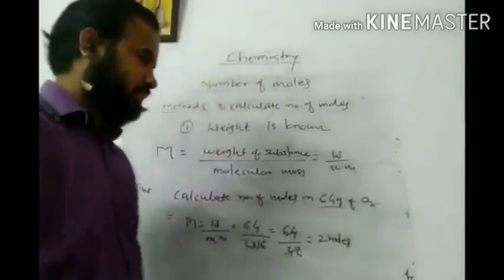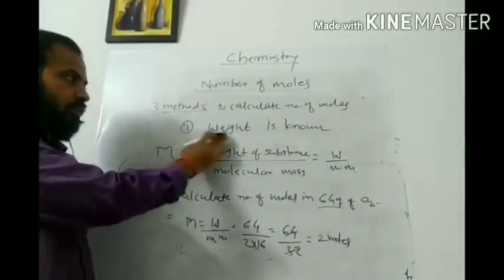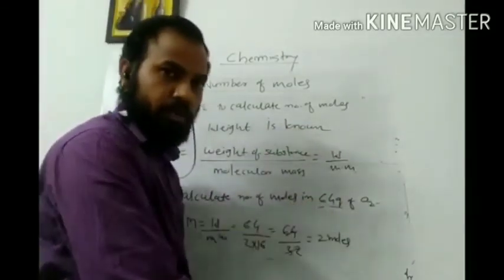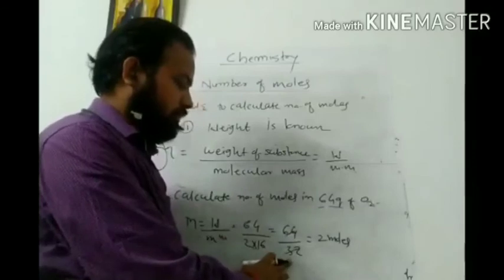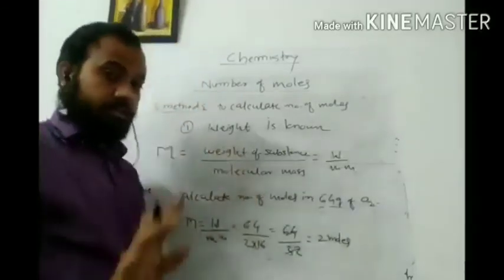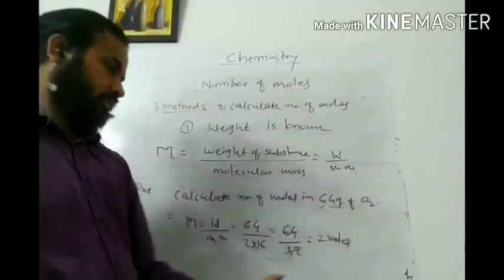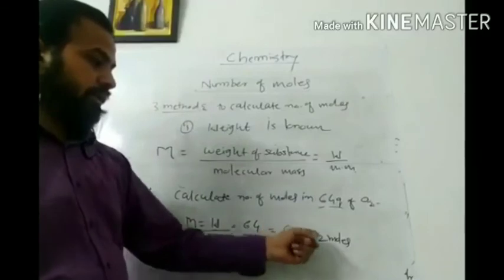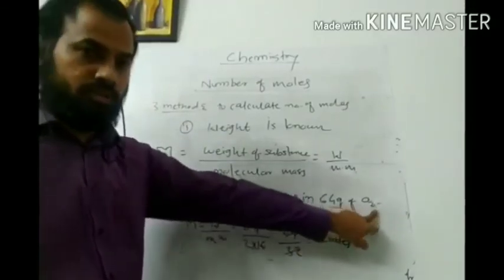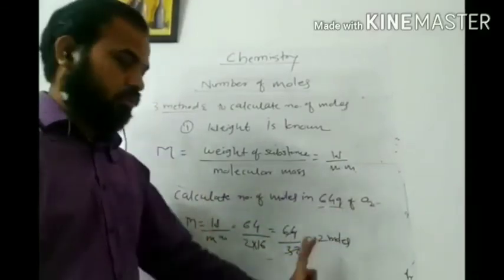So in this way you can easily calculate the number of moles. This is the first case, weight is known. Weight is 64 gram, you just have to divide it by molecular mass. For oxygen it is 32 actually, because 2 atoms are there and the atomic mass of oxygen is 16. So I divide and get 2 moles. I can say that in 64 gram of oxygen 2 moles are there.